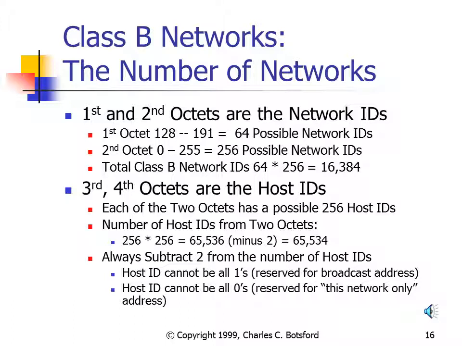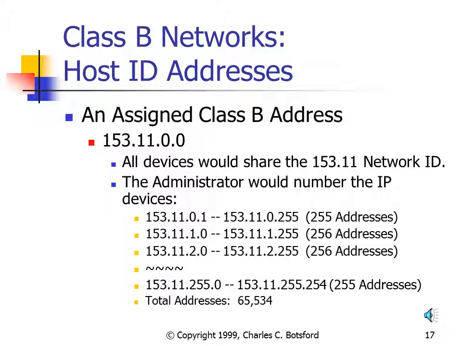That's 65,536 possible host IDs, but remember, we throw out the all ones and the all zeros to come to the answer of the number of host IDs in a Class B network of 65,534. Assigning the host IDs associated with a Class B address is straightforward.